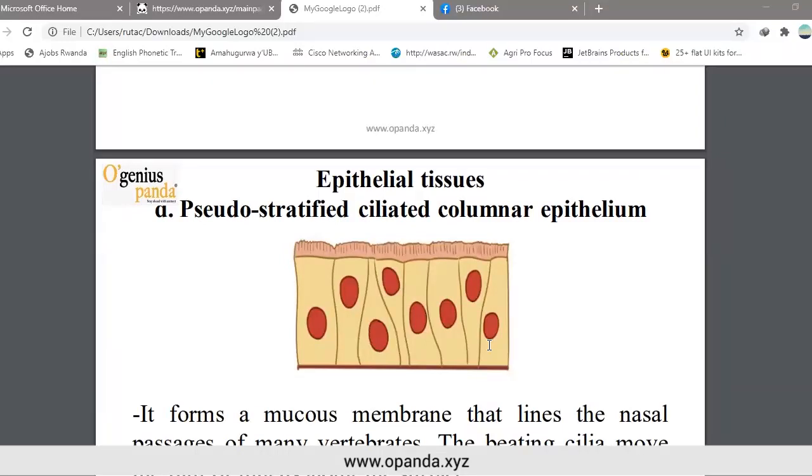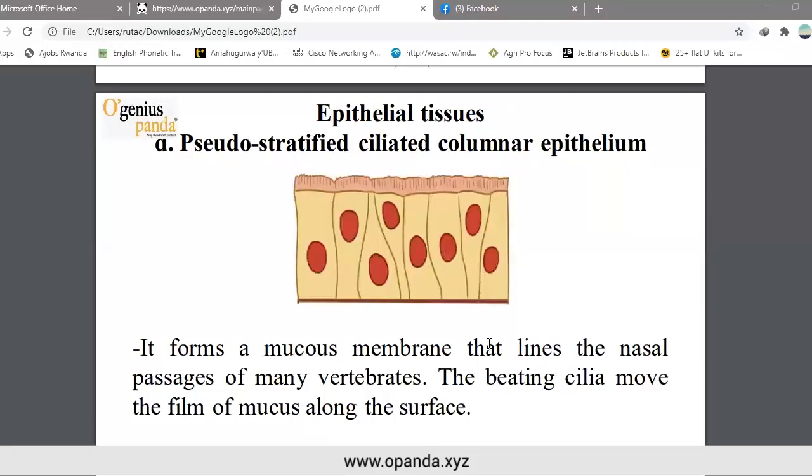We have pseudo-stratified ciliated columnar, which forms the mucous membrane that lines the nasal passages of many vertebrates. The beating cilia move the film of mucus along the surface. For these types of epithelial tissues, what is needed is to be able to locate them in our body. In which part of the body can you find such kind of epithelial tissue?